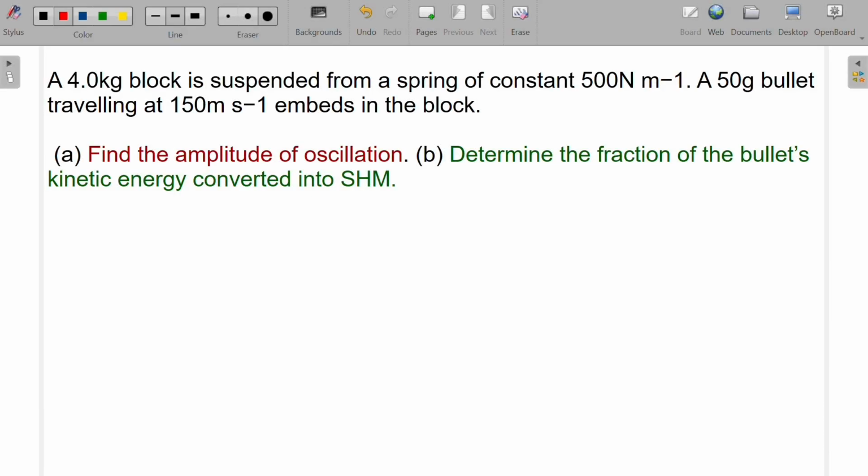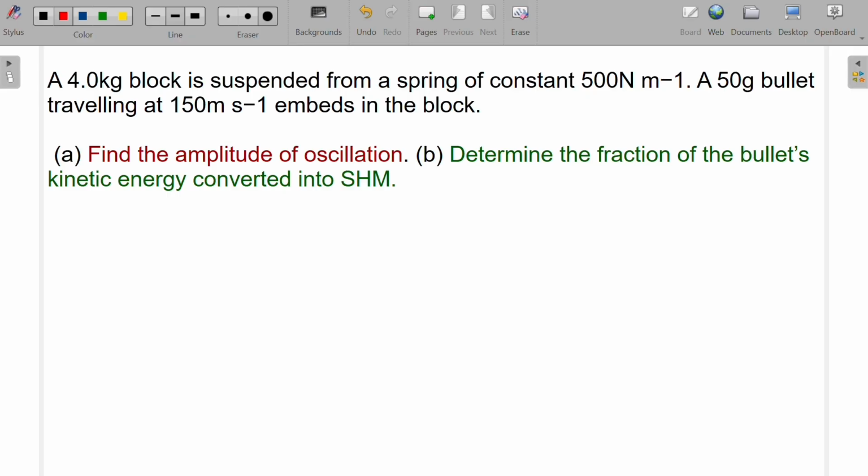Hello viewers, so we have this question that says a 4 kg block is suspended from a spring of constant 500 newtons per meter. A 50 grams bullet traveling at 150 meters per second embeds in the block. So this means to say the bullet gets into the block and is stuck in there. All right. So then A is saying find the amplitude of oscillation. B is saying determine the fraction of the bullet's kinetic energy converted into SHM, which is simple harmonic motion.